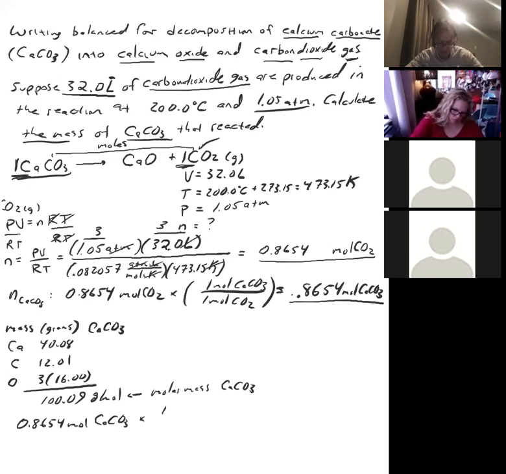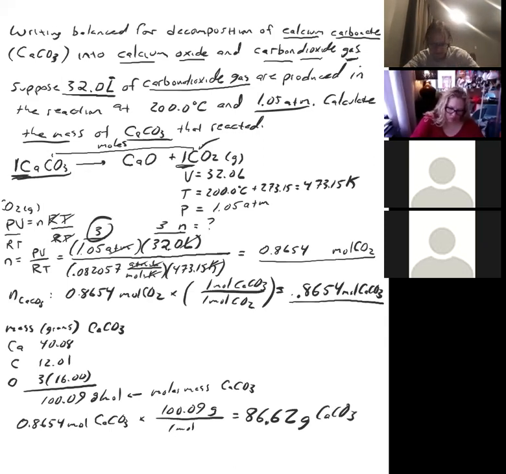And then it's 100.09 grams per mole. Okay, so times 0.8654. Looks like you get 86.62. But it looks like we're limited to 3 sig figs. So I'm going to round this to 86.6. And there you go.